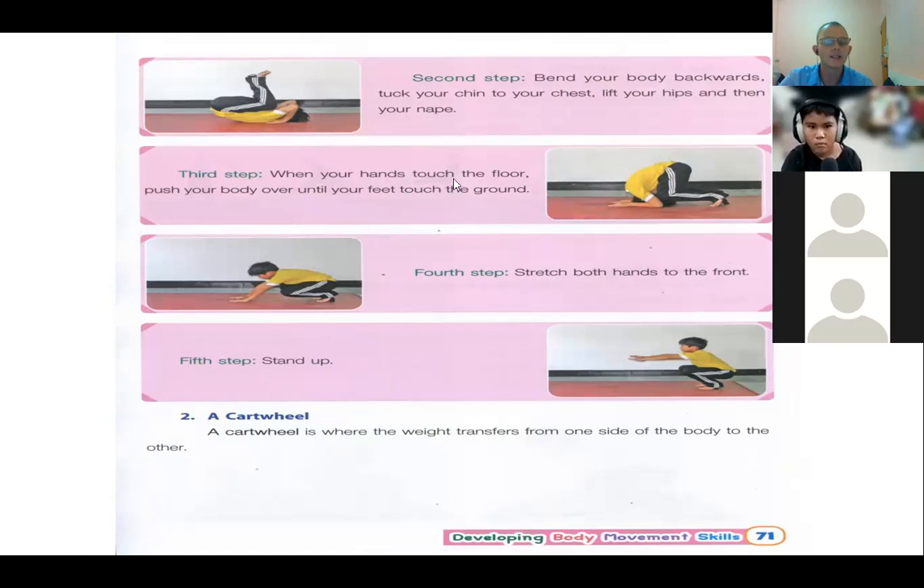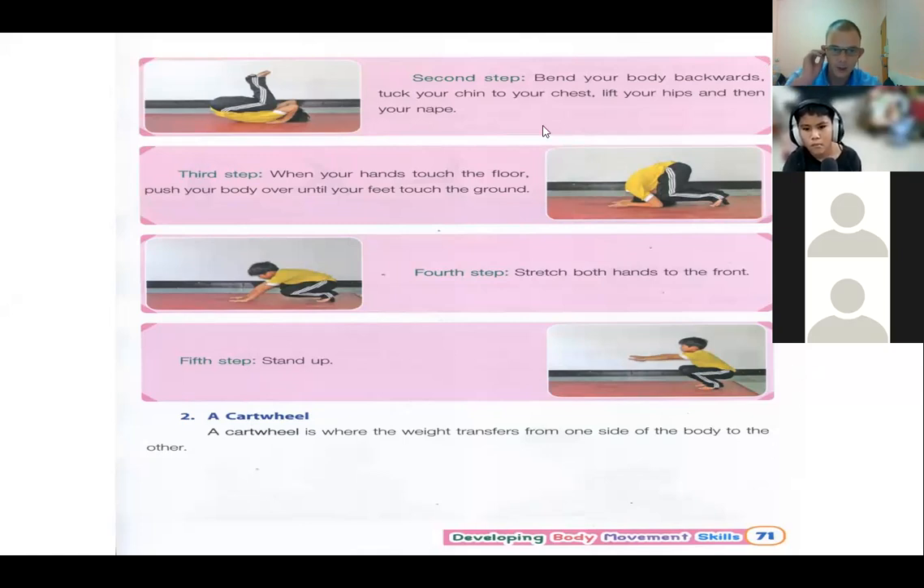When your hands touch the floor, push your body over until your feet touch the ground. So this one is also with movement. You have to push. When you sit down, you start going backwards. When your hands hit the mat, you have to push so you can finish the roll. This one is a little bit more difficult. And this one is also a nice exercise to do on grass.